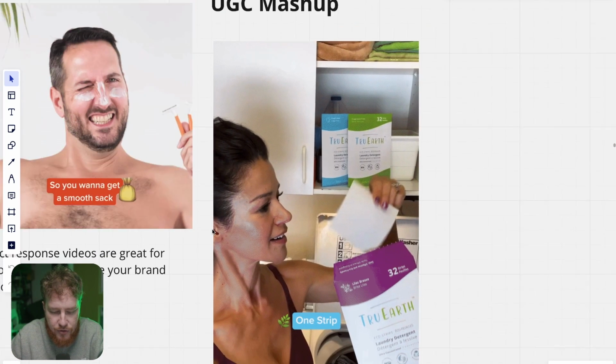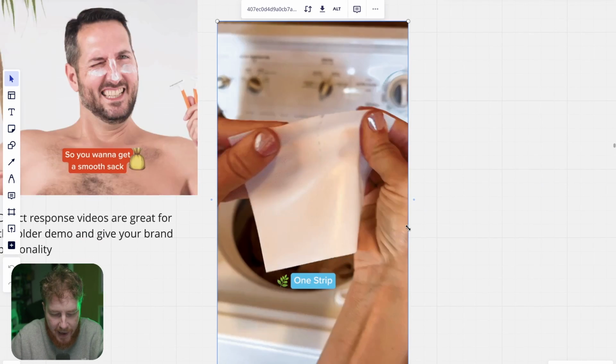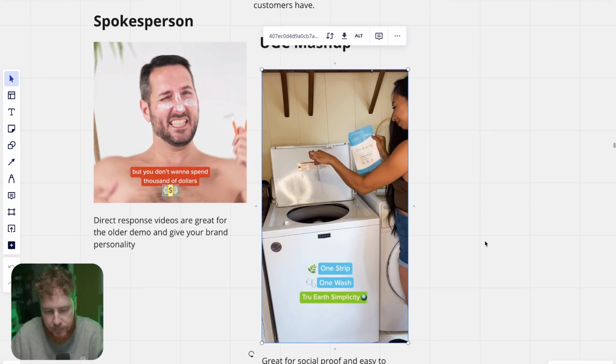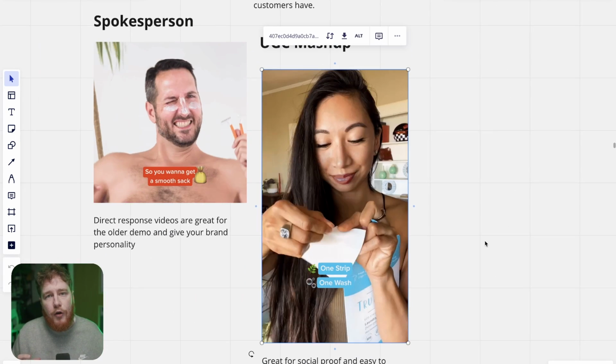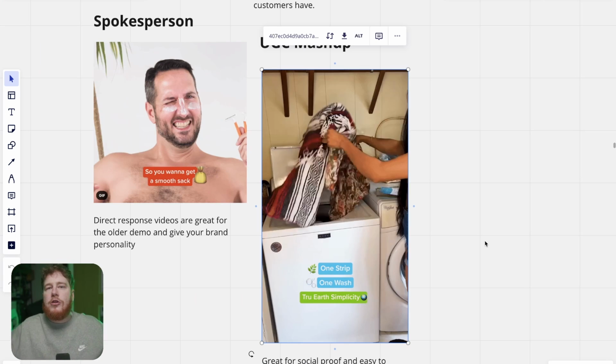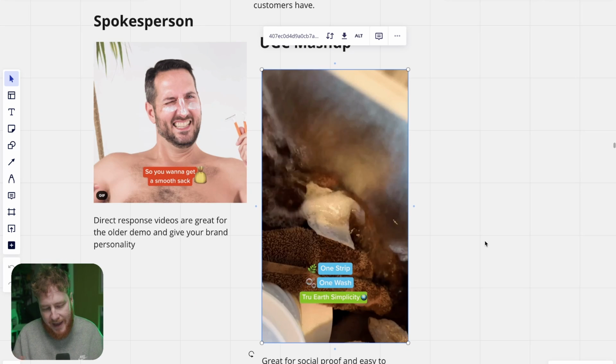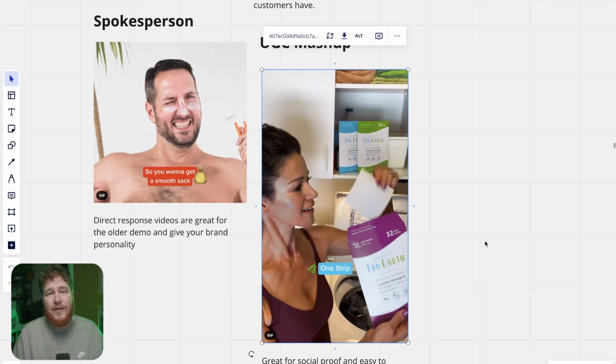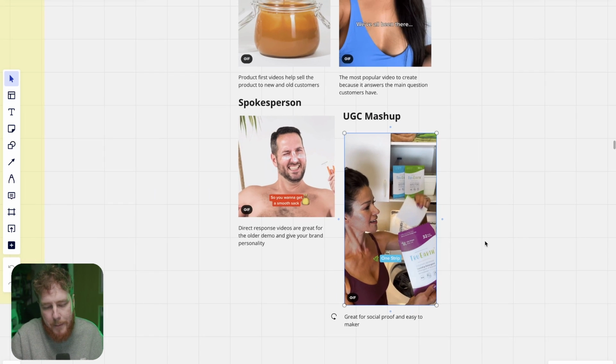And then finally, we've got the UGC mashup. So if you let this one play a little bit, you'll see, but essentially what you're doing here, they're normally led by a voiceover, could be an AI voiceover nowadays, could be a creator, but you're mashing a load of footage that you have on Google Drive together. Really great for social proof and very easy to make.